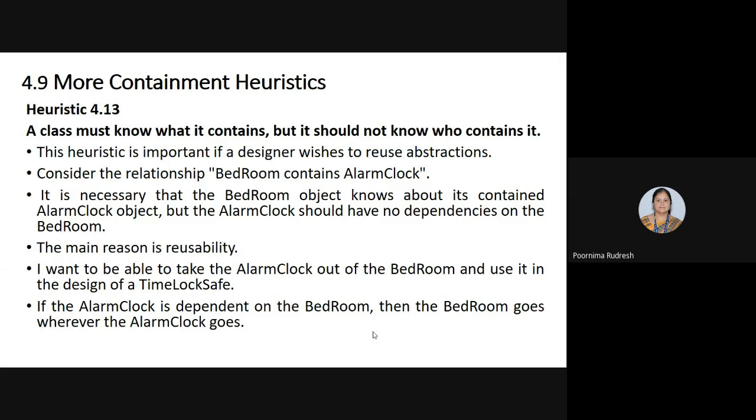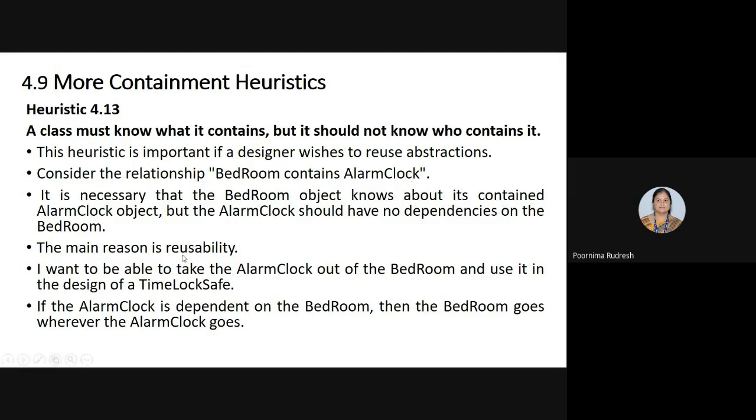So if the alarm clock does not have any dependency on the bedroom, then only I can reuse that alarm clock at some other place. Hence we are avoiding the dependency between the alarm clock and the bedroom. Bedroom should know that it contains the alarm clock object, but the alarm clock should not have the dependency on the bedroom. Why? Because that is required for the reusability of the alarm clock.